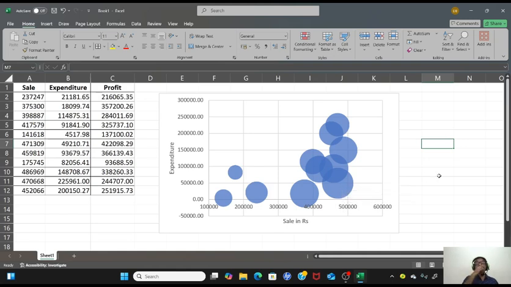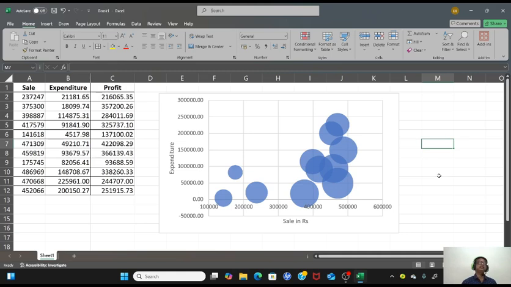So from this we can understand that if a company wants to have more profit, number one, they need to increase their sale. Number two, they need to decrease their expenditure, and then the profit will be high. So this way we can represent a three-dimensional data set in a two-dimensional plane without having the effect of the curse of dimensionality.